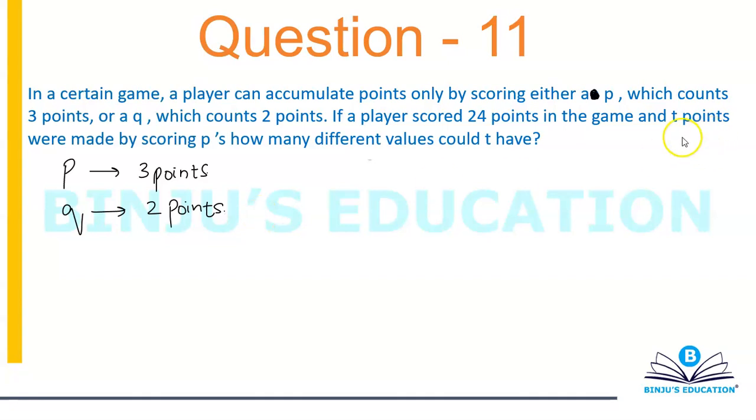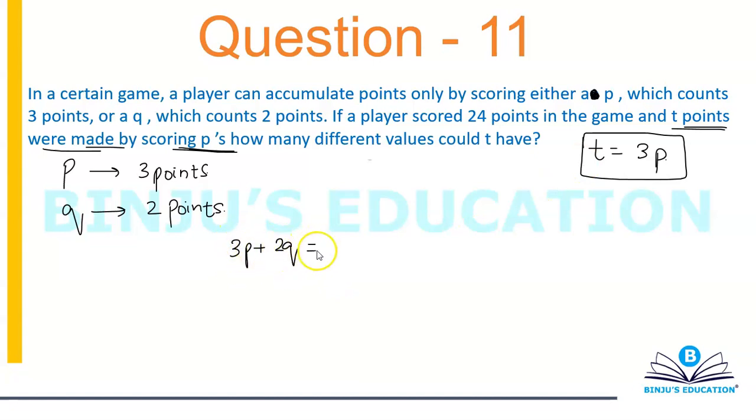Alright, if T points were made by scoring P's, I can say that T would be equal to 3P, right? Because 1P is 3 points. So you can score a P, 2Ps, 3Ps, and so on. So I know that 3P plus 2Q is equal to 24. I think we did a question like this in the first video of word problems, where only one linear equation is given and we have to find the solutions to the variables.